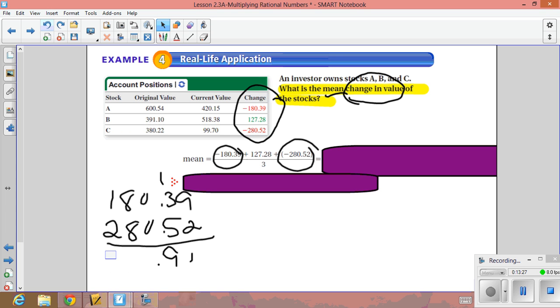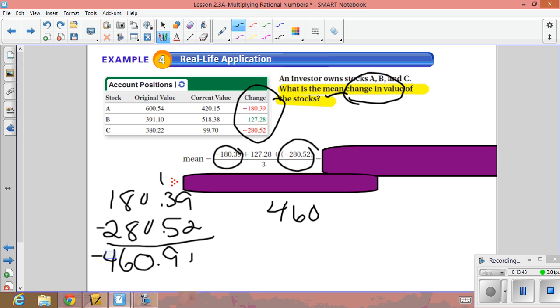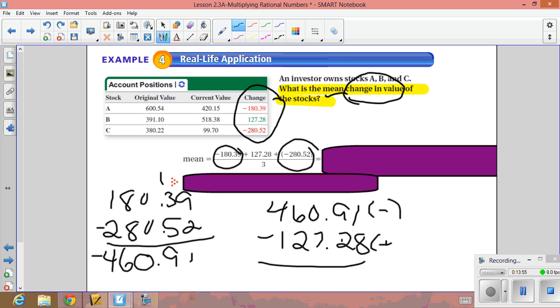Okay, and what I'm going to do with this negative 460 is subtract the positive value. All right, so I'm going to take 460.91. Remember, if you're sitting there wondering, why is she subtracting now? My signs are different. This top number is a negative number, and this bottom number is positive. So since the signs are different, I have to take away to find out how much is left over.